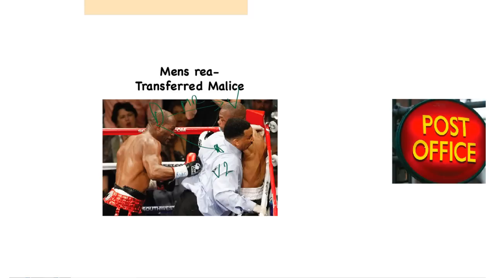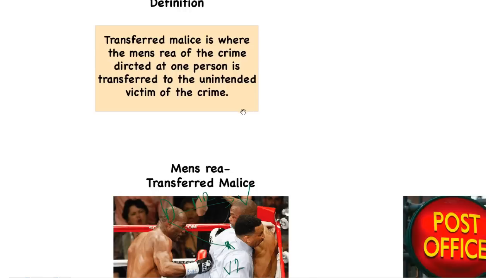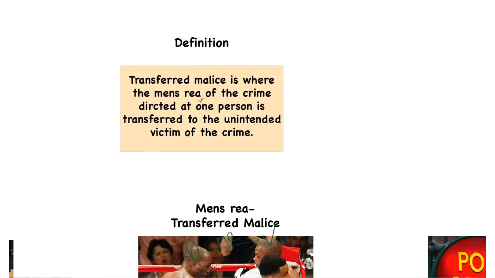And we're just going to take a very, very brief look at what transferred malice is and the 3 cases that define when it's applicable and when it's not. So our good starting point is to look at a definition. And the definition is relatively simple. Transferred malice is where the mens rea of the crime directed at one person is transferred to the unintended victim of the crime.